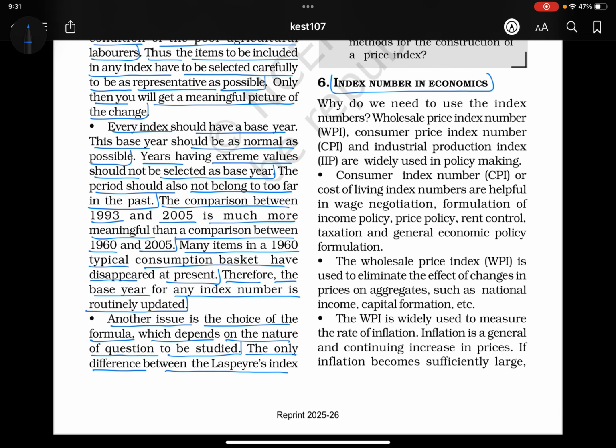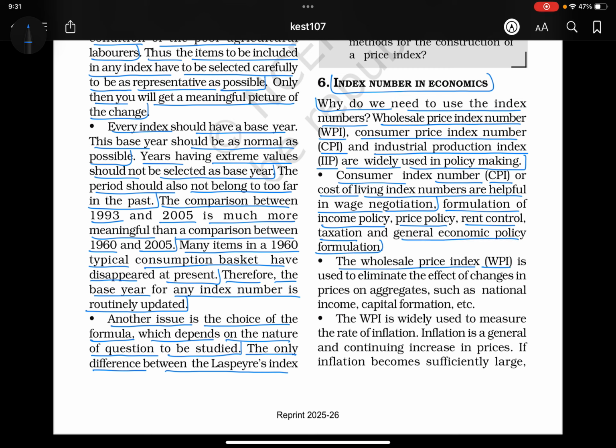Index numbers in economics. Why do we need to use index numbers? Wholesale price index number WPI, consumer price index number CPI, and index of industrial production IIP are widely used in policy making. Consumer price index number CPI, or cost of living index numbers, are helpful in wage negotiation, formulation of income policy, price policy, rent control, taxation, and general economic policy formulation.